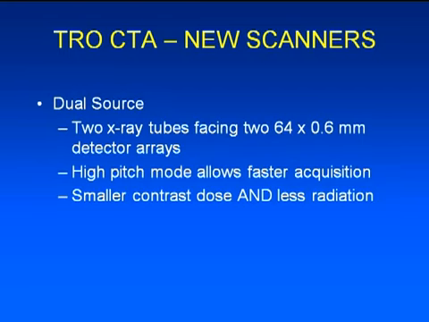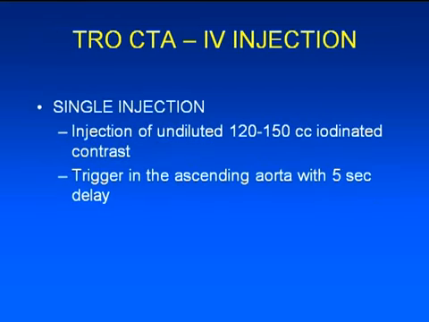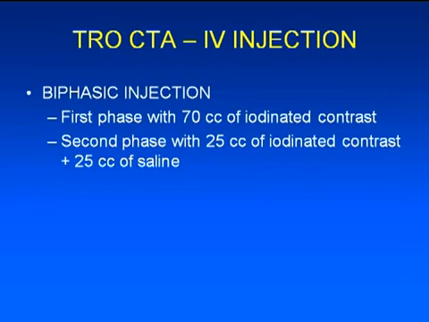In terms of injection, you can do a single injection, where you only give undiluted contrast, 130 cc's, you trigger in the aorta, and this 5 second delay is to fill the coronary arteries. You can do a biphasic injection, as was discussed this morning as well, where you do a first phase of undiluted contrast, followed by a second phase of contrast mixed with saline. The idea is to keep the opacification in the pulmonary artery and the right heart, without a lot of streak artifact from the SVC over the RCA.